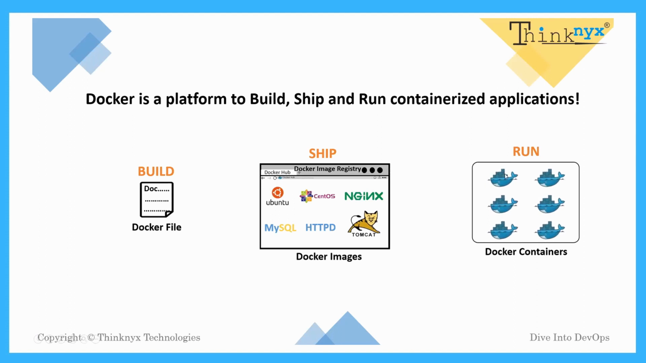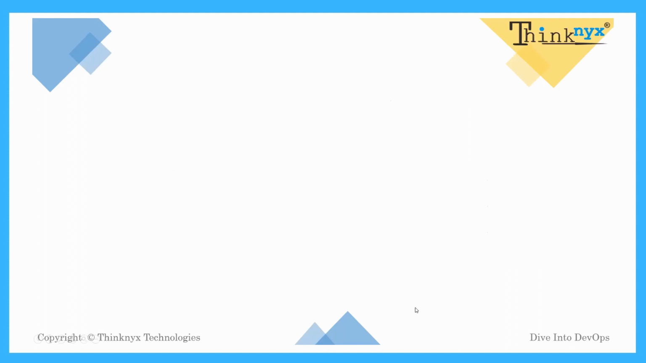And if our containers are running, it means our applications are running. And that is the reason we always say Docker is a platform. It is not only helping us to create containers, it is helping us to build the images, ship the images, and run the containers. And that is the reason the definition of Docker says it's a platform to build, ship, and run your containerized applications.